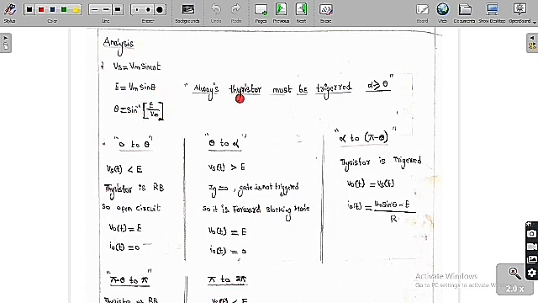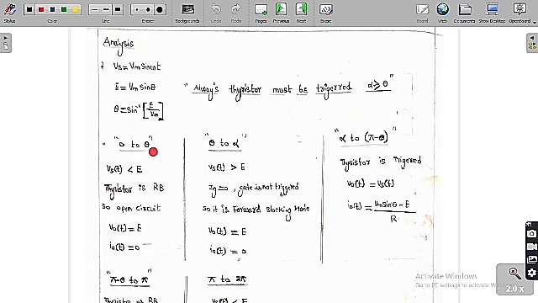See, always the thyristor must be triggered for alpha greater than or equal to theta, meaning the range of alpha should always be from theta to pi minus theta only. In this region only the thyristor voltage is positive, then only we can apply the positive gate triggering pulse.